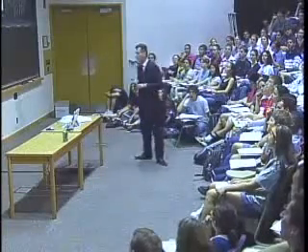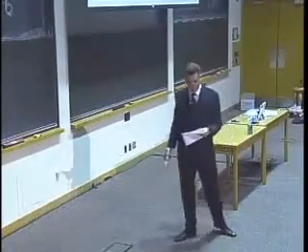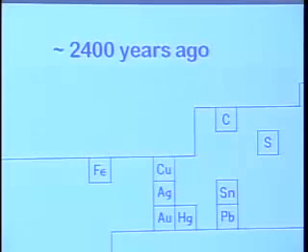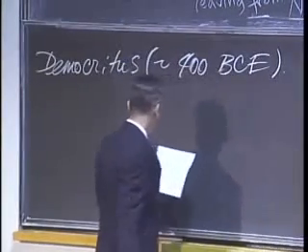So now let's look at the transition from craft to science. About 2,400 years ago, we have Democritus. And Democritus moves from practice to theory. And this is all that was known at that time: 7 metals, carbon, and sulfur. And so here was his idea of the structure of matter. It's about 400 BC. And what did Democritus do?